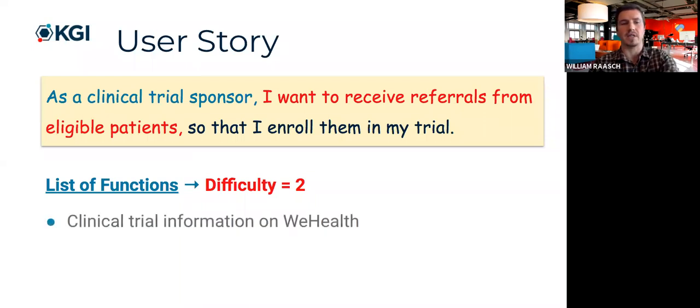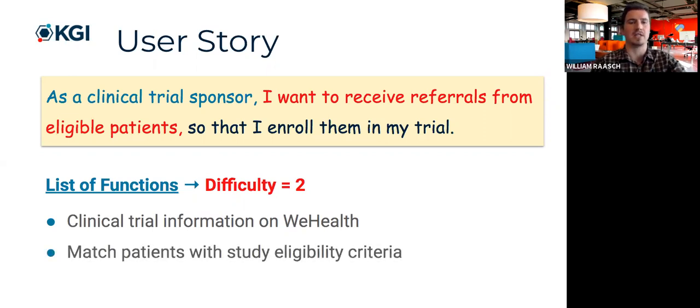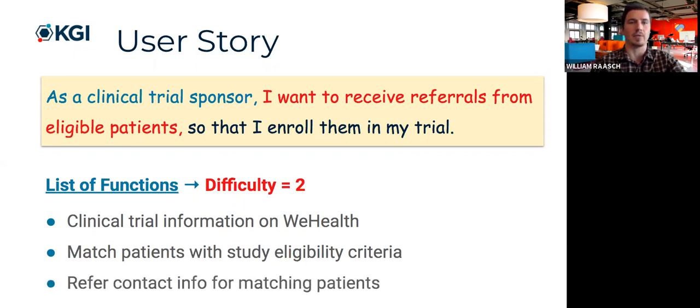But all the information's there. All we need is the clinical trial information, and we put that onto WeHealth, and then match the patients based on the features of their disease with that trial, and then refer those patients to the clinical trial sponsor. So there's a few things that we need to do here in order to fulfill that user story, and then through that sprint or iteration, we'll figure out exactly what those features look like.